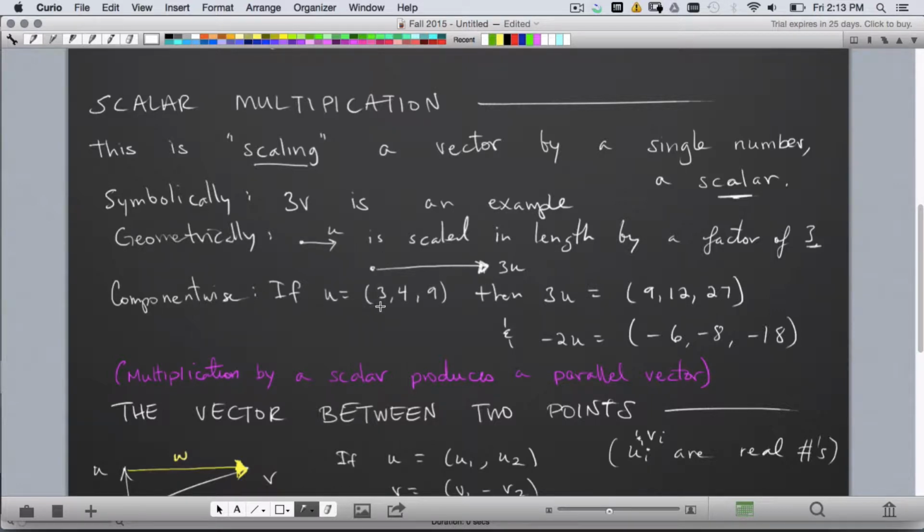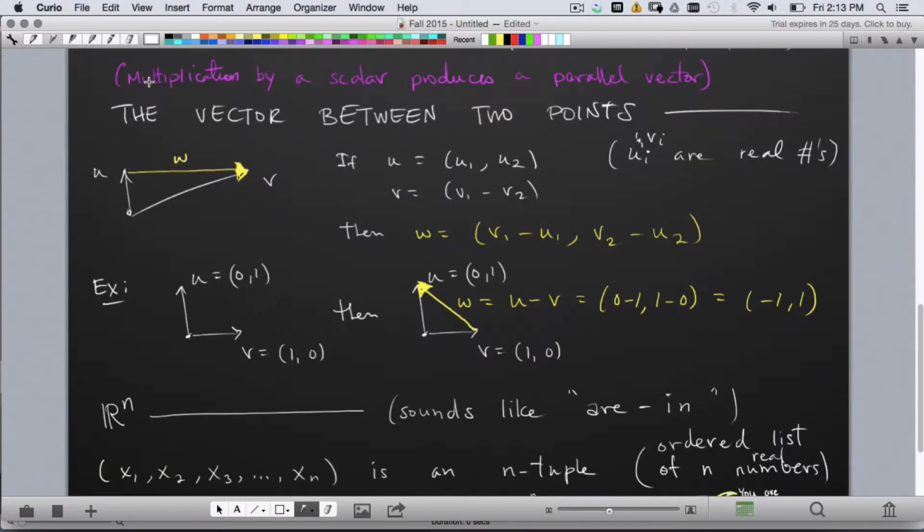Component-wise, if we have a vector with components, multiplying by 3 simply multiplies each component by 3. Likewise, if the scalar is negative, the negative gets distributed to each component of the vector. Notice that the multiplication by a scalar produces a vector that's parallel to what you began with. So if you start with u, it's either going to be in the same direction or in the opposite direction, and those are all parallel vectors.